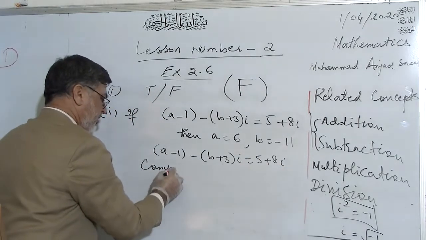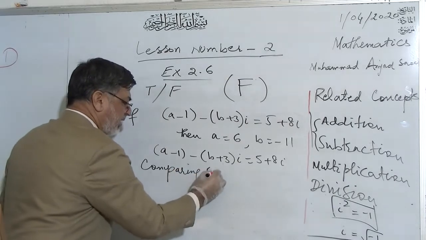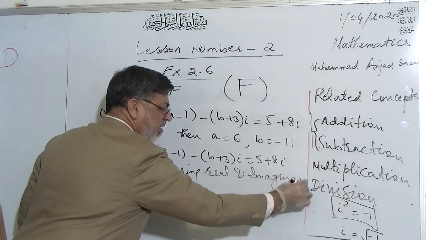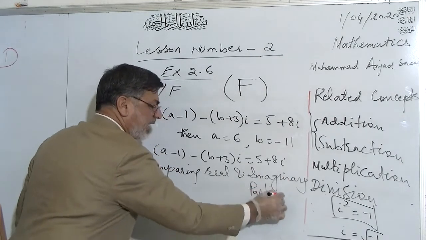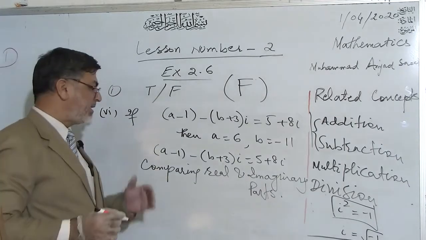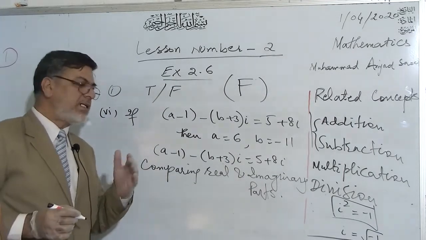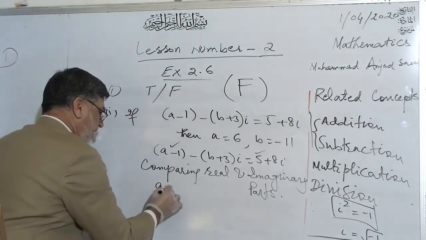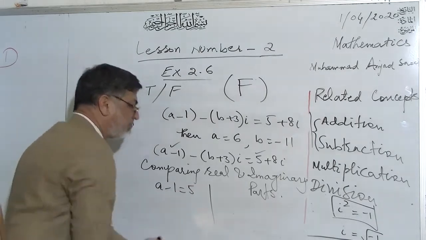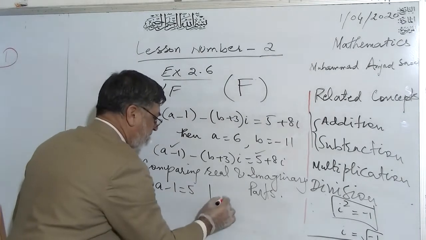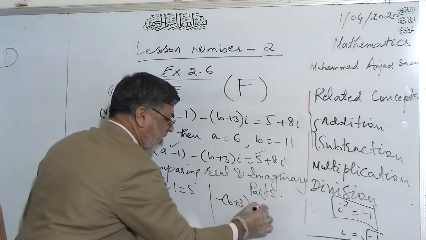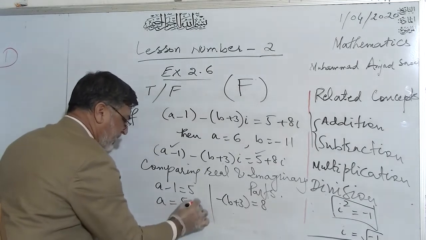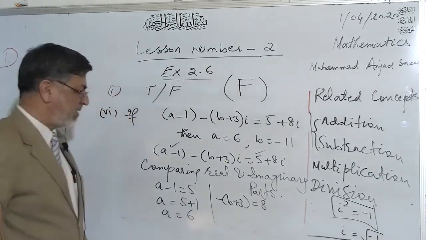Comparing real and imaginary parts. And remember that real means the part which does not involve iota. So first is equal to first: a minus 1 is equal to 5. And the second one is minus b plus 3 is equal to 8. Here a is equal to 5 plus 1, and a is equal to 6.